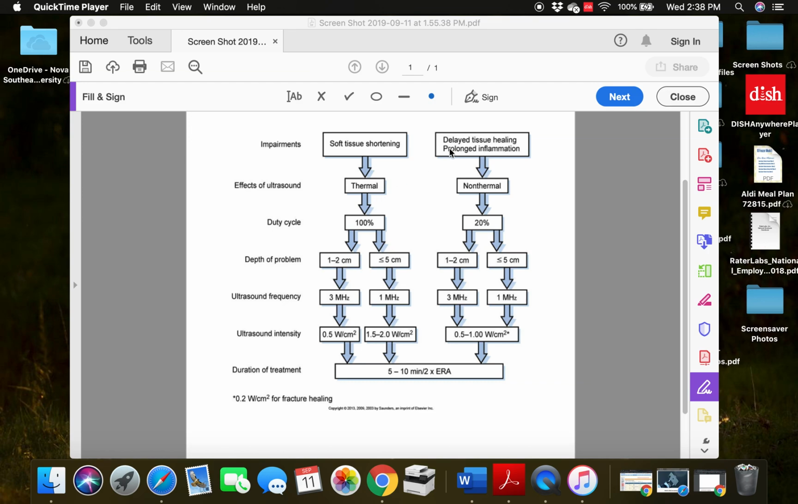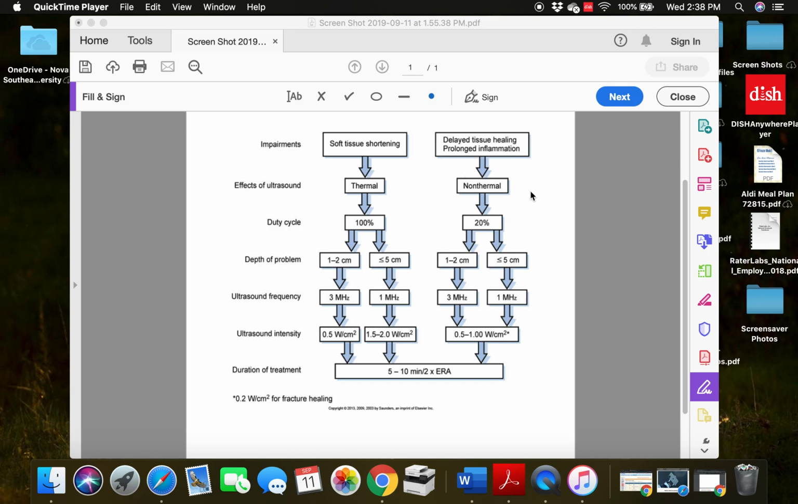Let's say they had delayed tissue healing or prolonged inflammation. We're going to choose non-thermal ultrasound. So if we have that patient who needs some help stretching out with muscle or tissue shortening, we need to choose a 100% duty cycle. So this just means that 100% of the treatment time that we're planning on using, the wavelength coming out of the ultrasound is active the entire time.